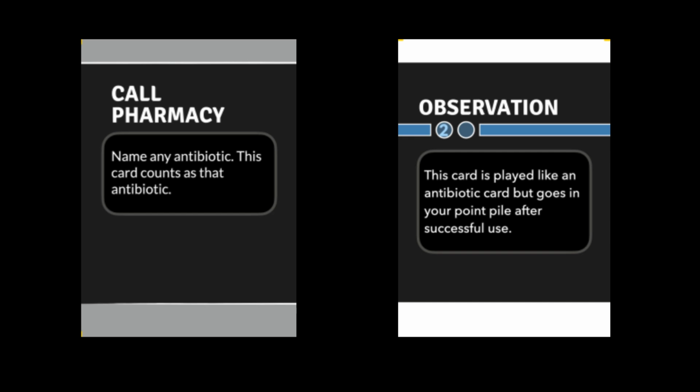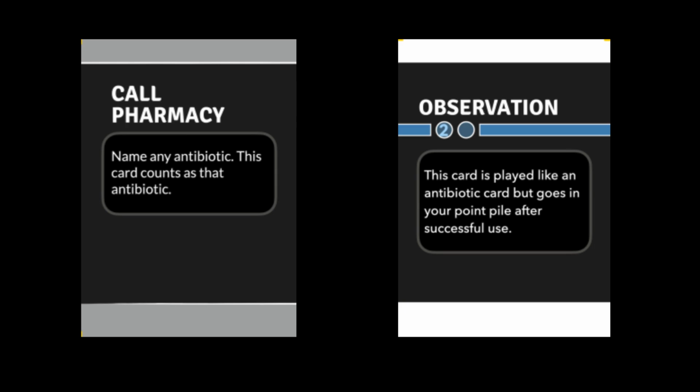There are 2 other cards that are in the antibiotic deck that are not actually antibiotics. The first on the left there is Call Pharmacy. That is essentially a wild card. So when this card is played, you'll say clindamycin, or you'll probably say amoxicillin, and it counts as the card that you say the name of. And on the right is the observation card. While all of the infections in this game are bacterial infections, some of them can be observed without antibiotics. And for those, if you use the observation card, you're going to score 2 extra points. You'll see that band in the middle that's in blue, and the 2 dots with the number 2. That indicates that this card scores 2 points.